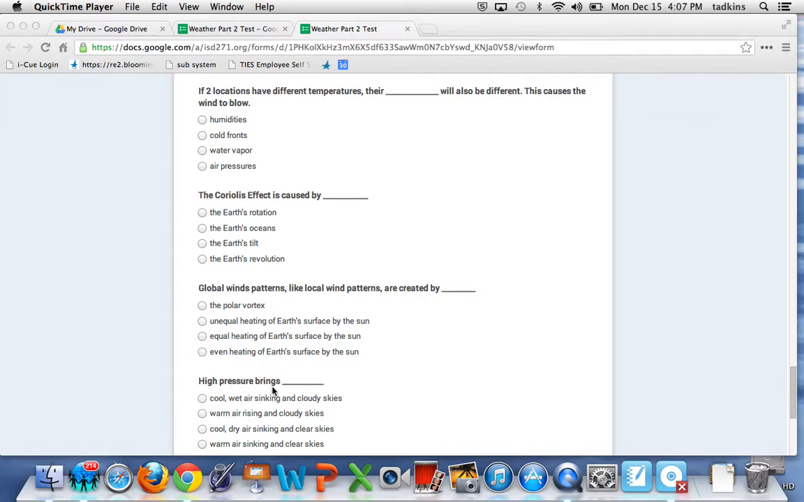High pressure brings blank. High pressure brings cool, wet air sinking in cloudy skies. High pressure brings warm air rising in cloudy skies. High pressure brings cool, dry air sinking and clearer skies. High pressure brings warm air sinking and clear skies.